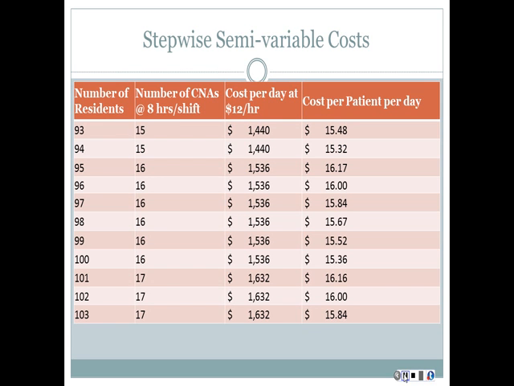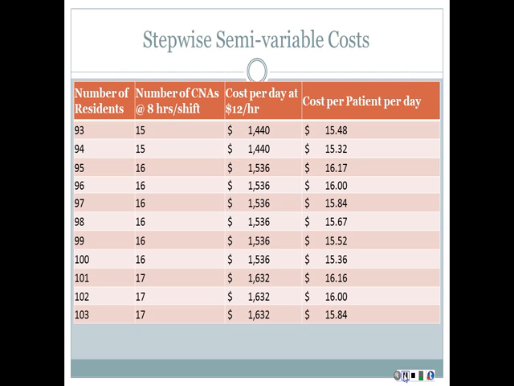However, again, we jump up to 101 residents, we add another CNA, and we're up to $16.16 per patient per day, or per resident per day. And then again, we're losing money, because the cost per patient per day is greater than what our reimbursement is, and it takes us up until we get up to 103 residents again to break even at $15.84.